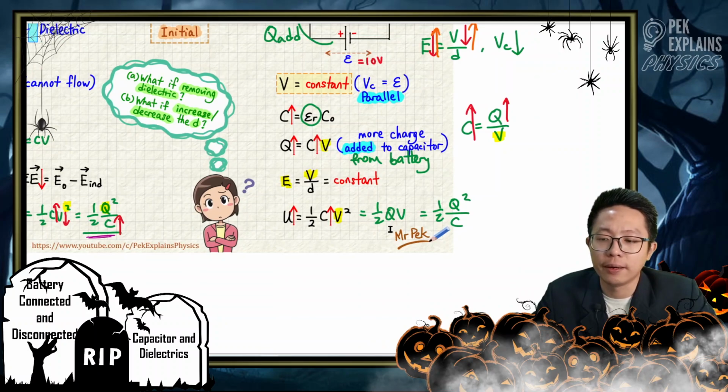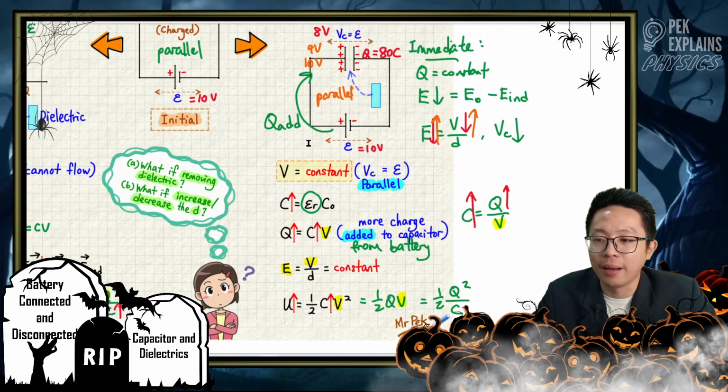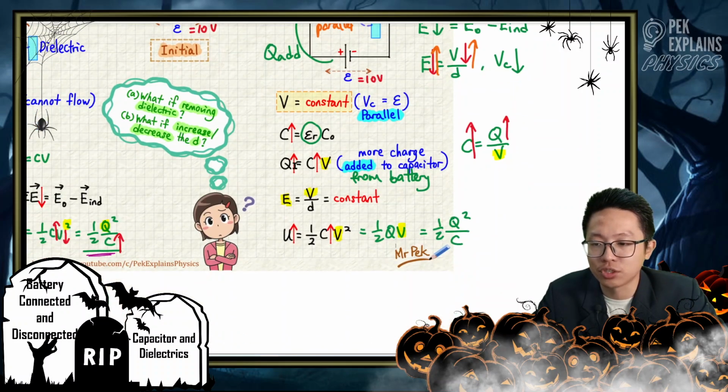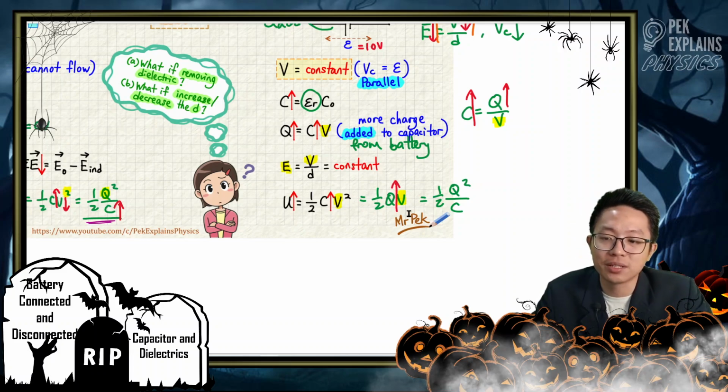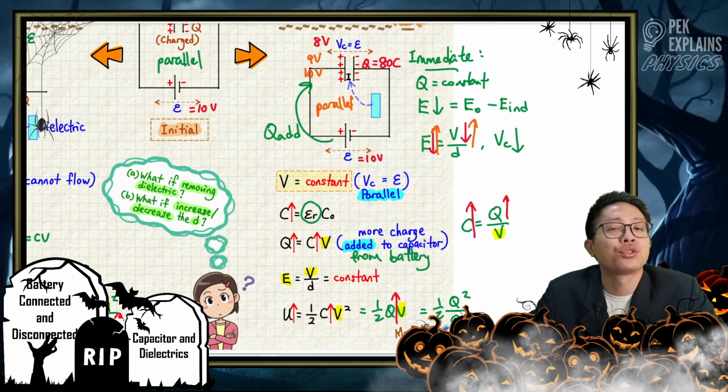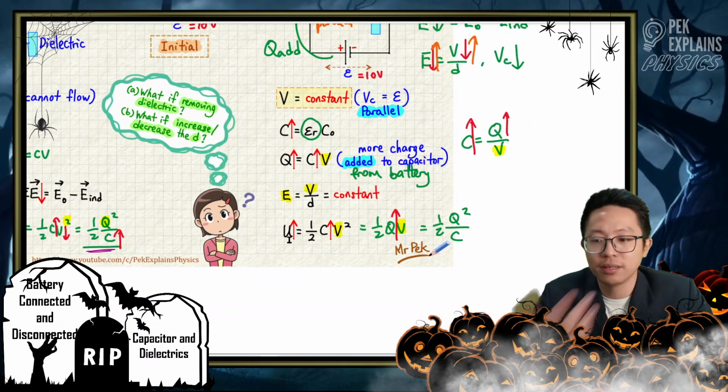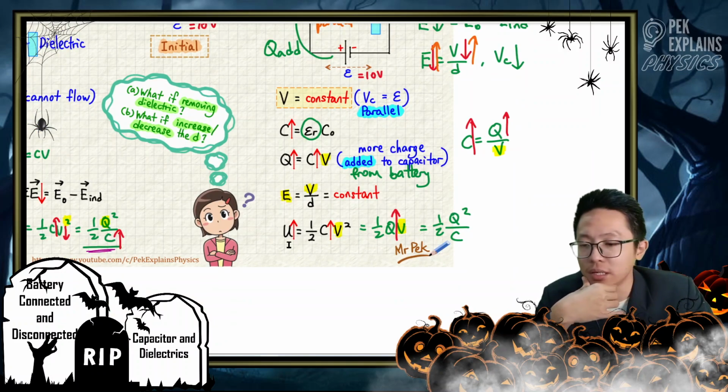So now, how about this formula? Can we use this formula also? Yes, also, because we have V constant here. So we only have two variables, U and Q. So what happened to the charge? More charge is added to the capacitor. That means the charge increases. Charge increase means potential energy increases, because now the capacitor stores more charge. It stores more electric potential energy.